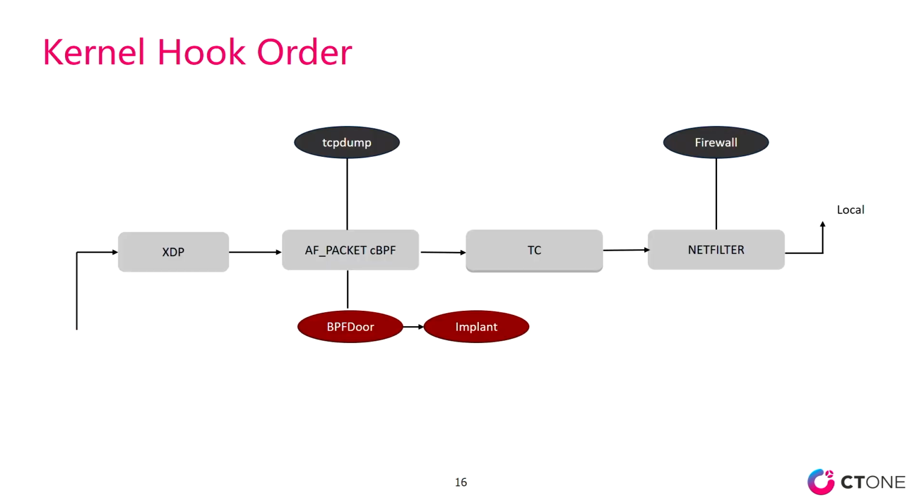Why is BPF Door important or clever? Because BPF Door has two components. One is here, which will listen to all the packets that pass through the Linux stack, and trigger the implant if it sees a magic packet. This is clever because many of the firewalls in Linux are hooked to NetFilter. But in this case, BPF Door is before NetFilter, so no matter if the firewall sees the packet and drops the packet, it's too late. The implant is already triggered here.